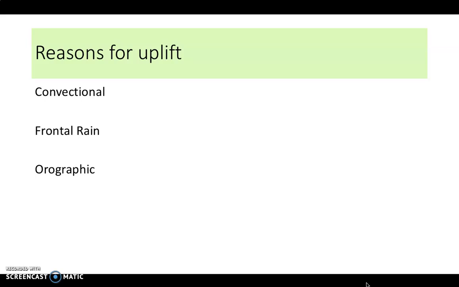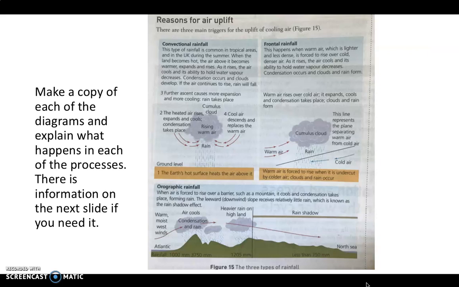Basically, imagine a big hill, and as the air hits that hill, it's forced to rise up over the top of it. And it does the same thing. It causes the air to uplift. It rises up over the hill, it cools, it condenses, and it causes condensation.